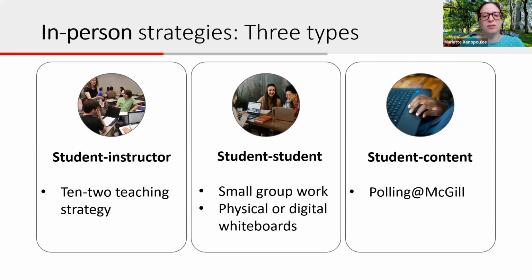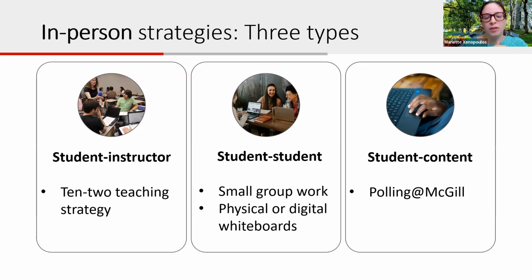So as Jasmine mentioned, there's three main types of interactions: student-instructor, student-student, and student-content. For student-instructor in an in-person context, you can use something called the 10-2 teaching strategy. You can lecture for 10 minutes and then allow for 2 minutes of small group discussion, where students can maybe summarize what you just presented, or maybe you have a specific question for them you'd like them to answer. The idea here is to create a space where students can remain engaged, where they can reflect, discuss, share, ask questions.